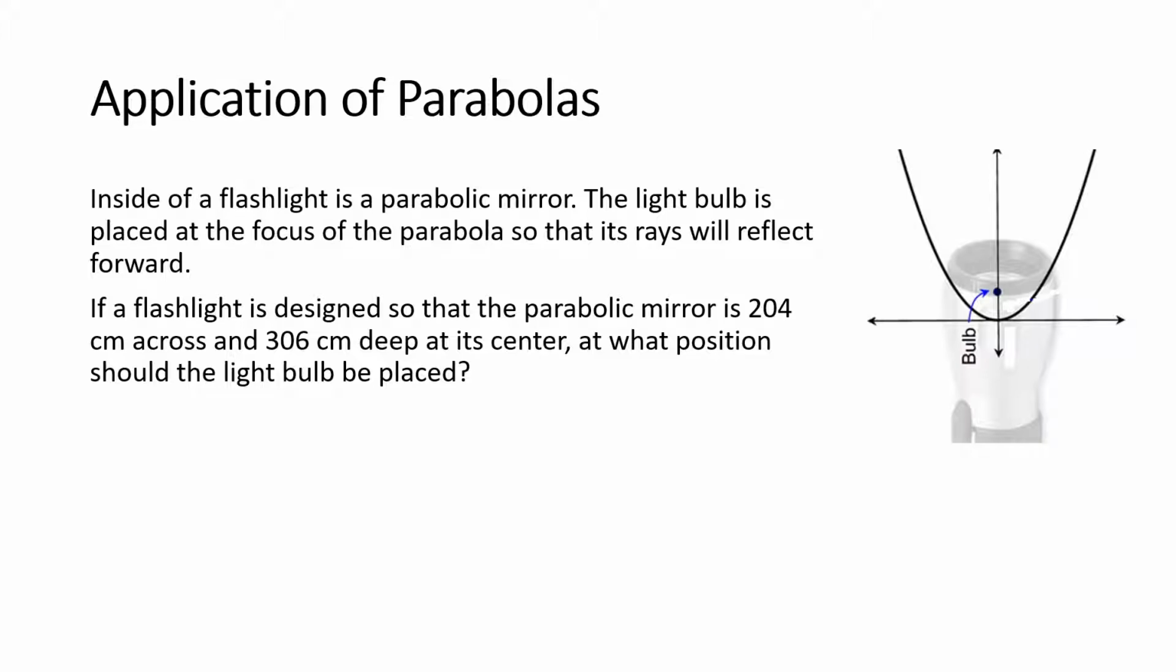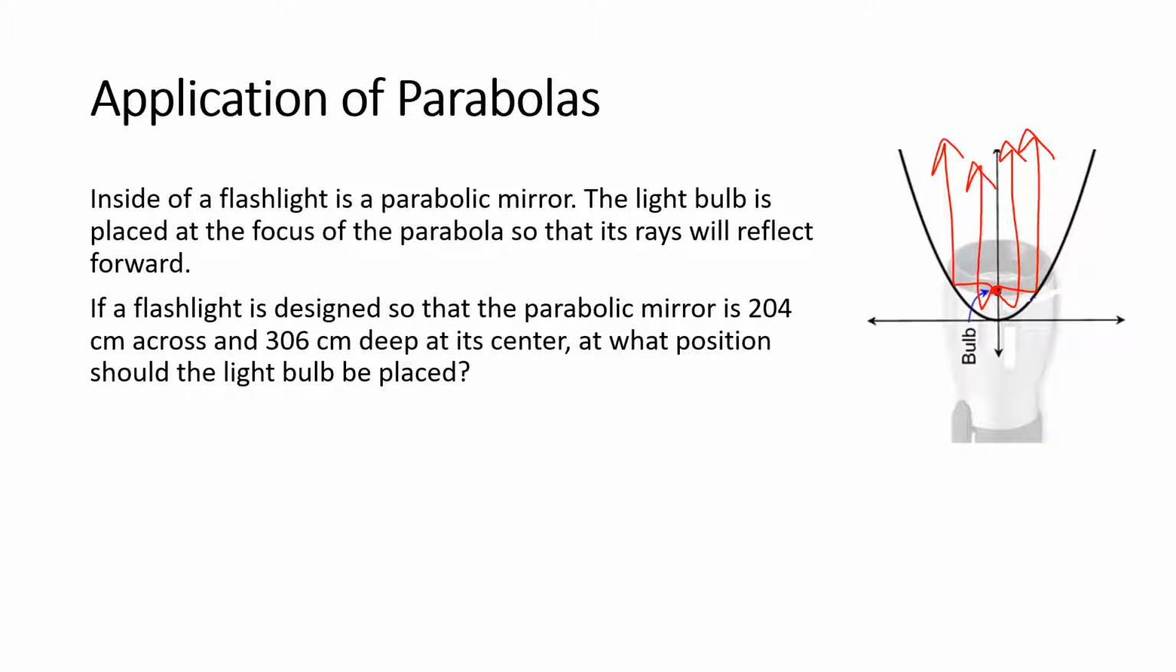So when you turn the flashlight on, the rays are going to originate from the bulb, and it's going to bounce towards the parabolic mirror and then beam straight forward. So no matter where it hits on that mirror, those light rays are going to be directed forward.